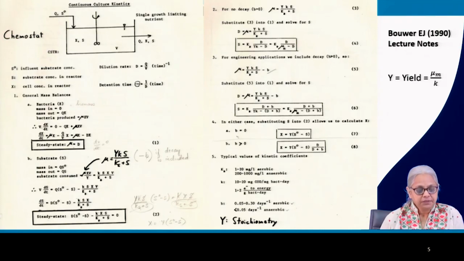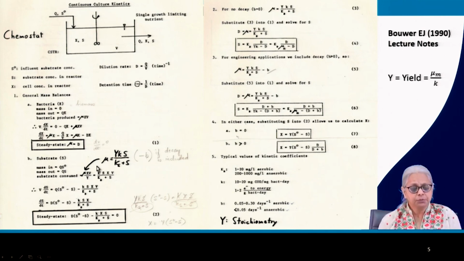Let us now look at substrate. Substrate, mass in of the substrate is QS0, mass out is QS. How is the substrate being consumed? We have already gone through Monod kinetics. Substrate consumed is mu XV divided by Y. Y is yield, and that is mu max divided by small k. So we've already gone through Monod kinetics and we've already seen the derivation for yield.